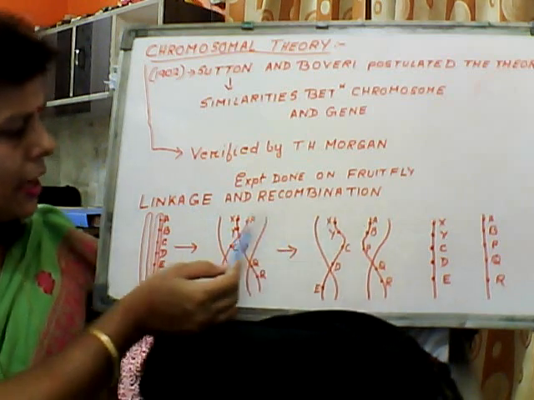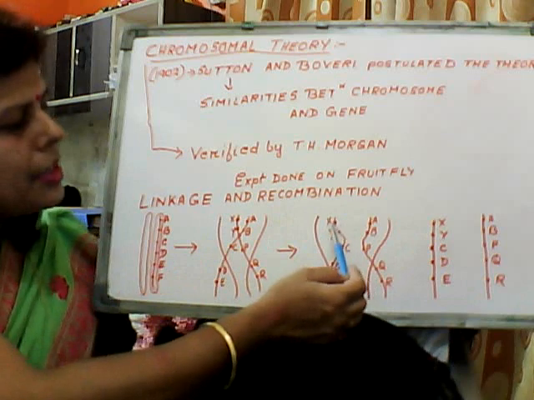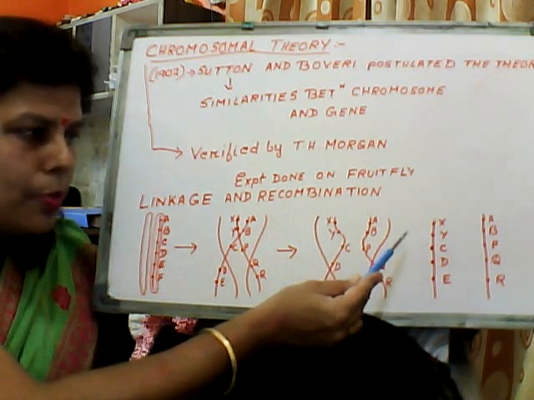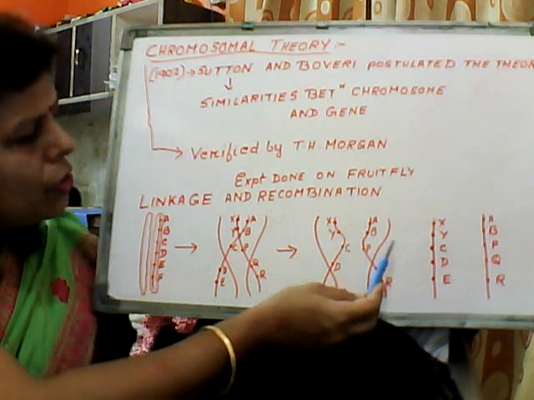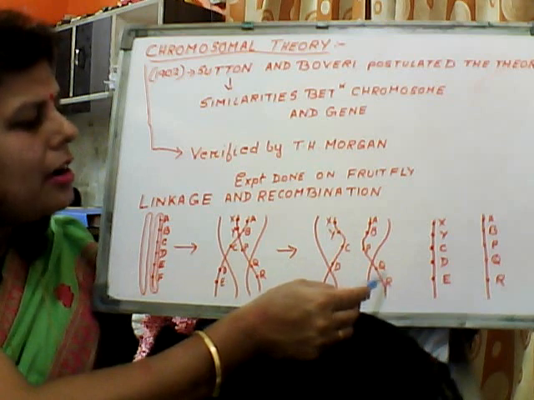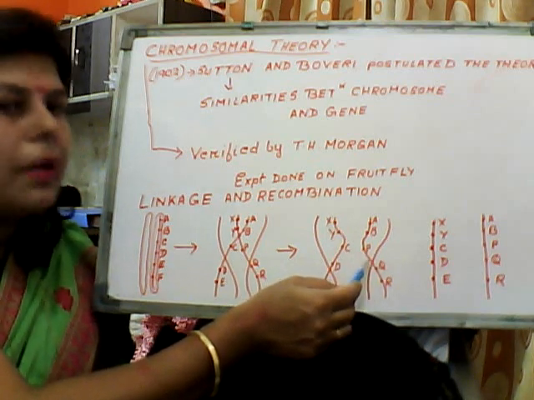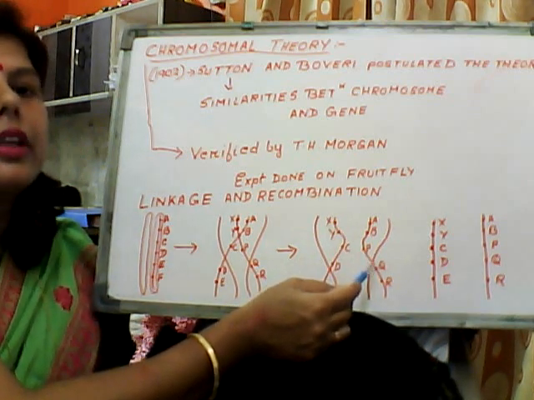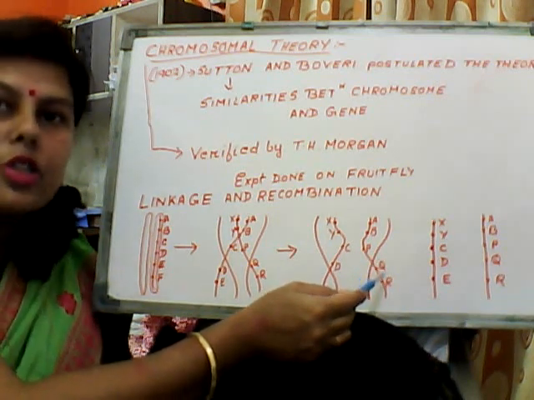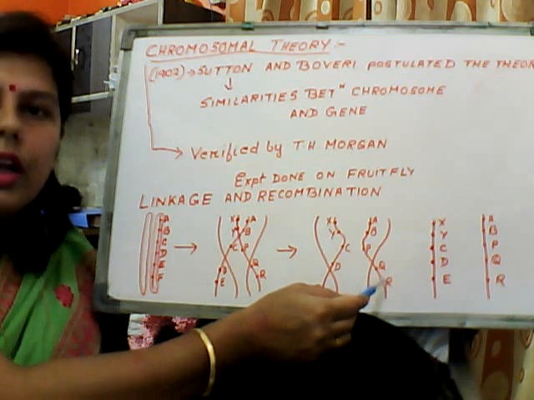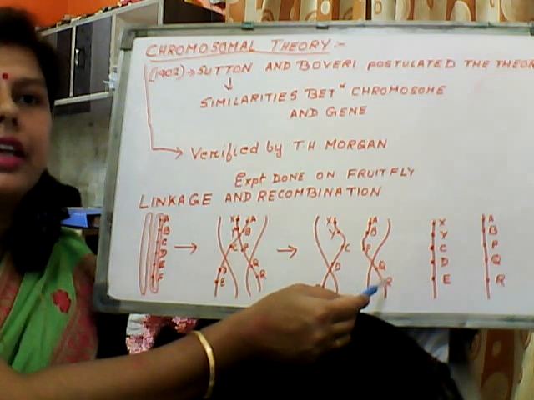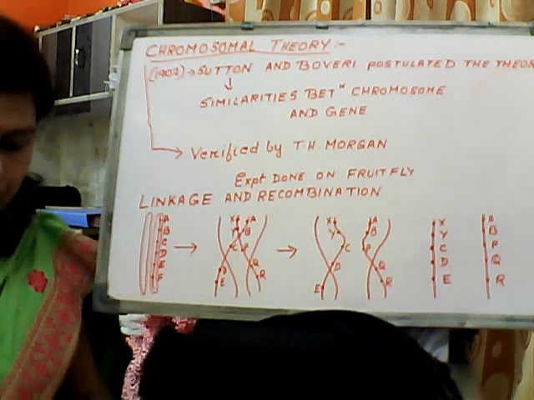You just see here, this X and Y, the distance is very less, so together they have been transferred. But if you compare X with Q or X with R, the distance is much more. In between, the recombination or crossing over or breakage had taken place. So the distance plays a very important role in determining the percentage of linkage or the percentage of recombination.